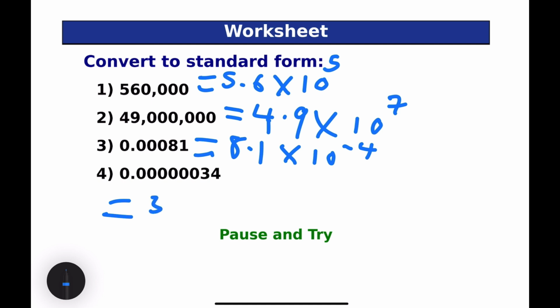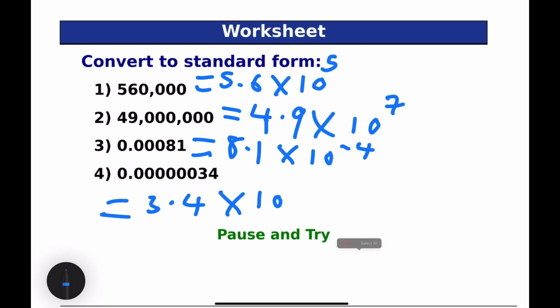Okay, last question on the worksheet. This time it's going to be 3.4 as 3 is the first non-zero number. So we know it's going to be a negative. As I said before, decimals are always negatives. So how many times have we moved the 3? 1, 2, 3, 4, 5, 6, 7. So it's going to be to the minus 7. So 3.4 multiplied by 10 to the minus 7.